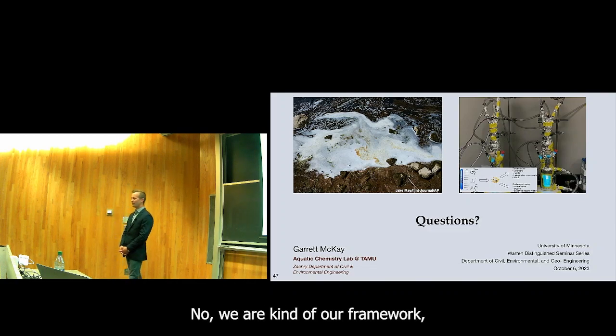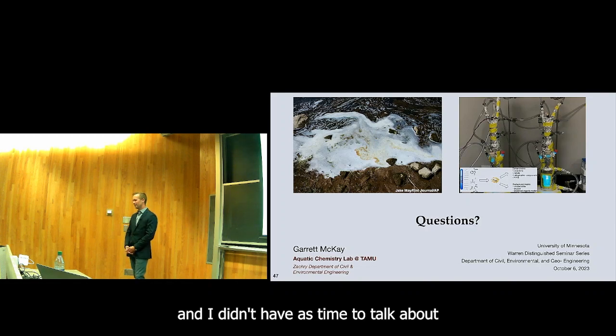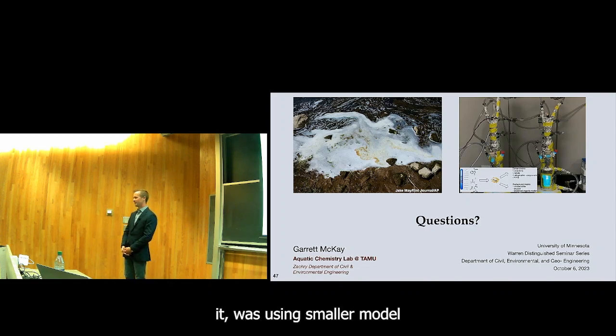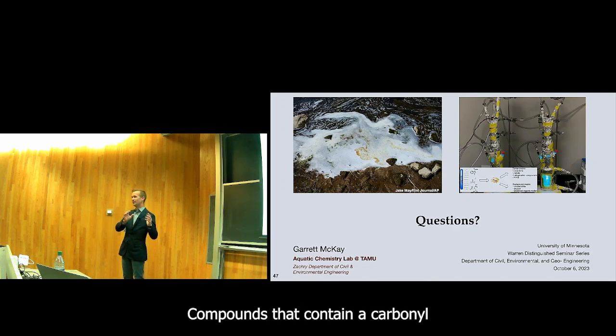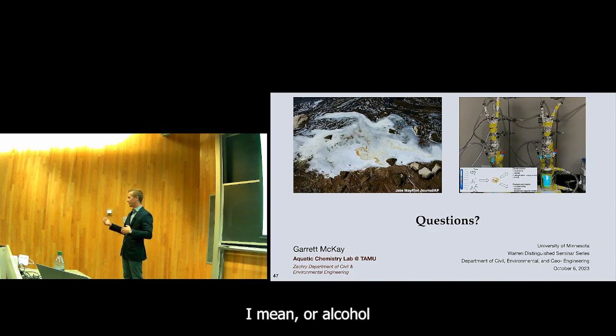No, our framework, and I didn't have as much time to talk about it, was using smaller model compounds and saying, if you take these 200 bimolecular rate constants and group them by functional group, aromatic compounds that contain a benzene ring tend to be over here. Compounds that contain a carbonyl group are way over here. If you just have aliphatic carbon and maybe nitrogen, amine or alcohol, it's way over here on the slow end. And so that's kind of guided our thought process.